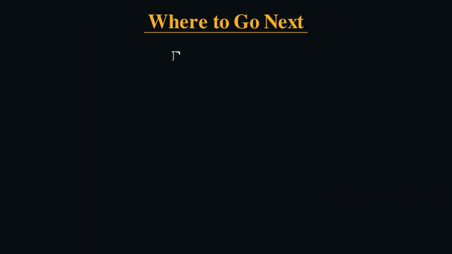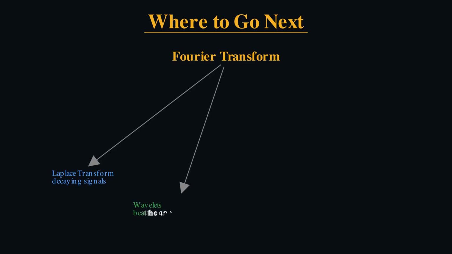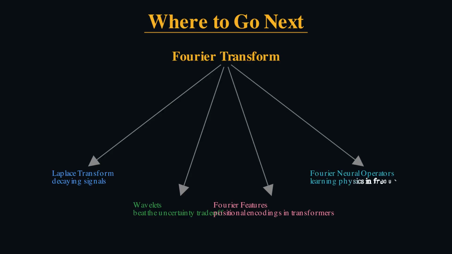The Fourier transform is the gateway to a whole family of tools. If your signals decay over time, study the Laplace transform. If you need both time and frequency precision, explore wavelets, which beat the uncertainty trade-off by analyzing multiple scales at once. And in modern machine learning, Fourier ideas are everywhere. Fourier features and positional encodings let transformers represent position and high-frequency detail. And Fourier neural operators learn to solve physics equations directly in frequency space, blending 2 centuries of mathematics with deep learning.